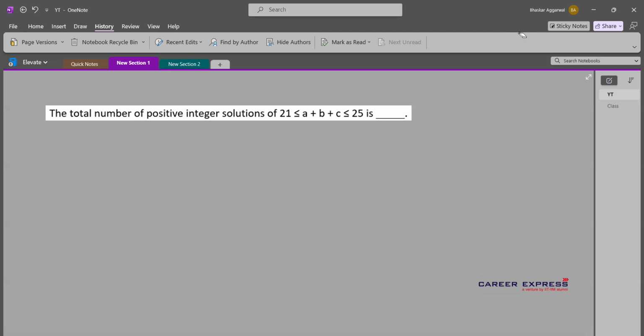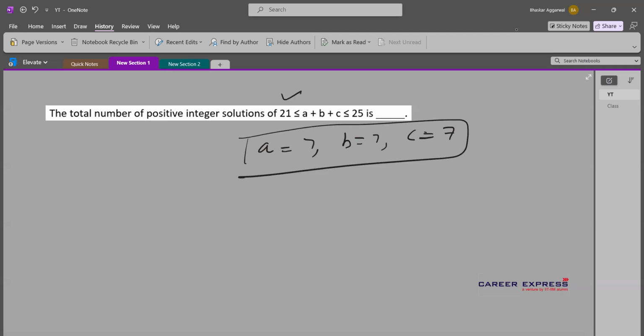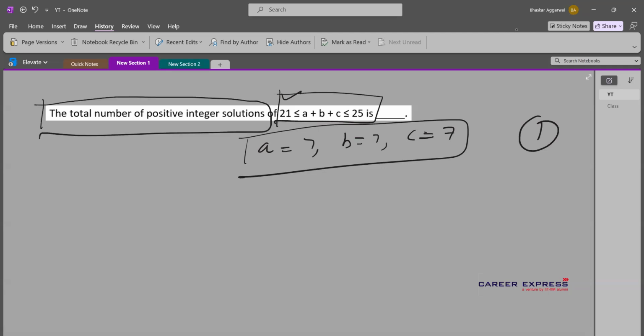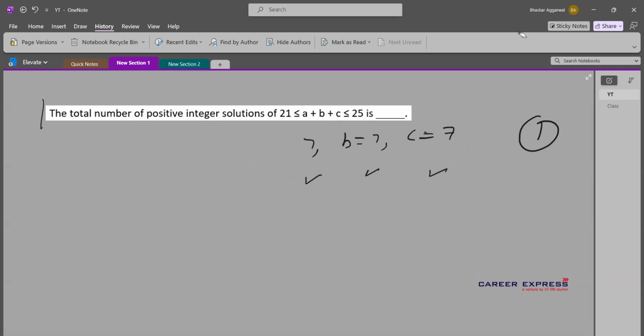For example, one value of A, B and C can be 7, 7 and 7. If all A, B and C are 7, then their sum will be 21, which satisfies the given condition. So that can be counted as one solution. We need to find how many such solutions there are. I hope the question is now clear. We need to find how many different values of A, B and C can be there so that their sum lies in this range, 21 to 25. So we need to count that number. Right? So now how do we do that?